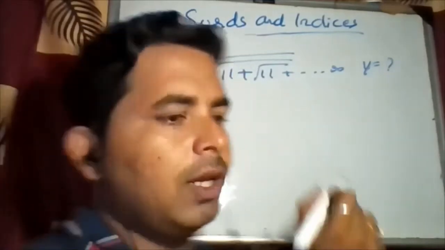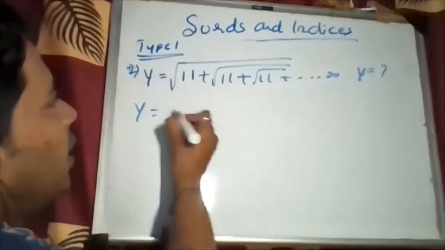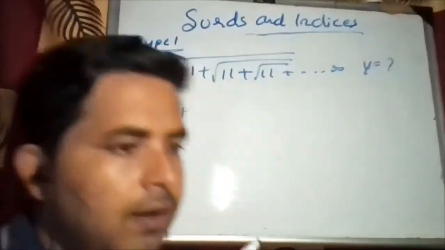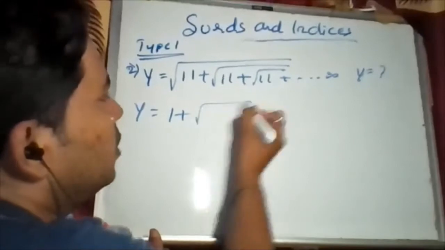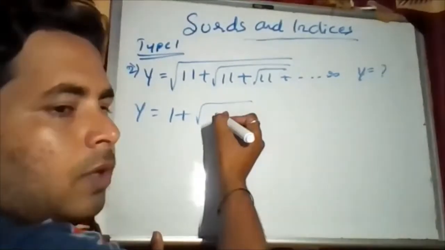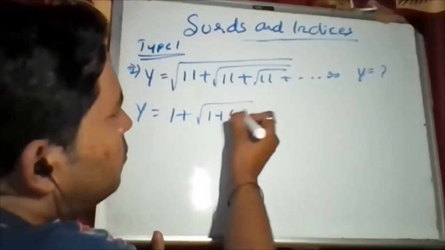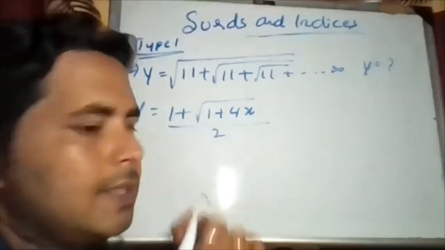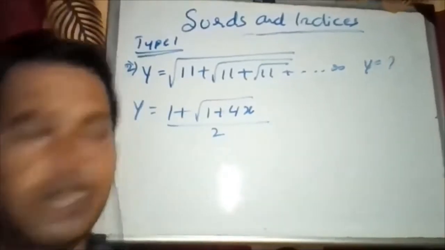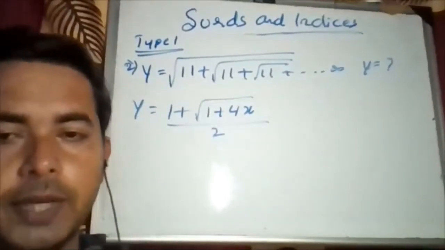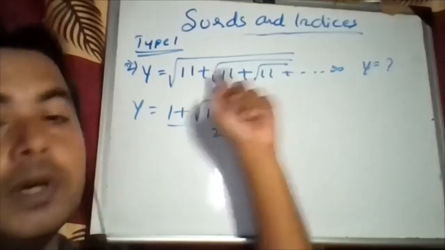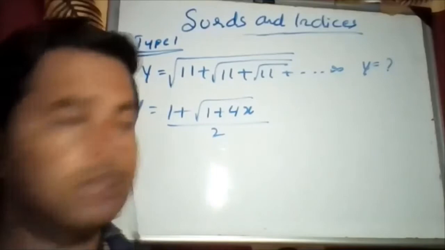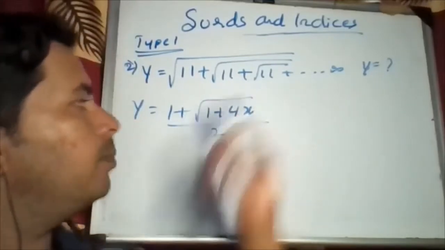So what is that formula? y equal to 1 plus square root of 1 plus 4x, by 2. This is your formula. Okay, you have to use a formula. You have to use this formula if you are not getting any factors, because for 11 I don't have any factor. So use the formula 1 plus square root of 1 plus 4x by 2.